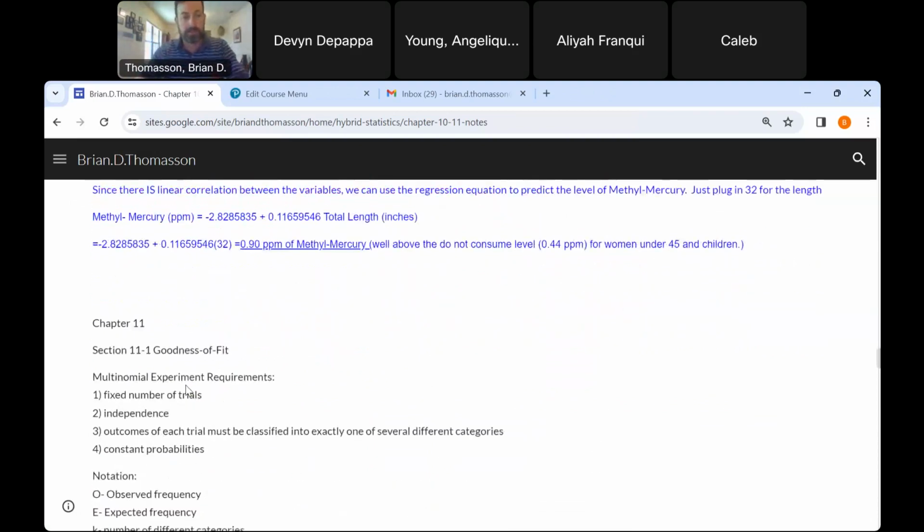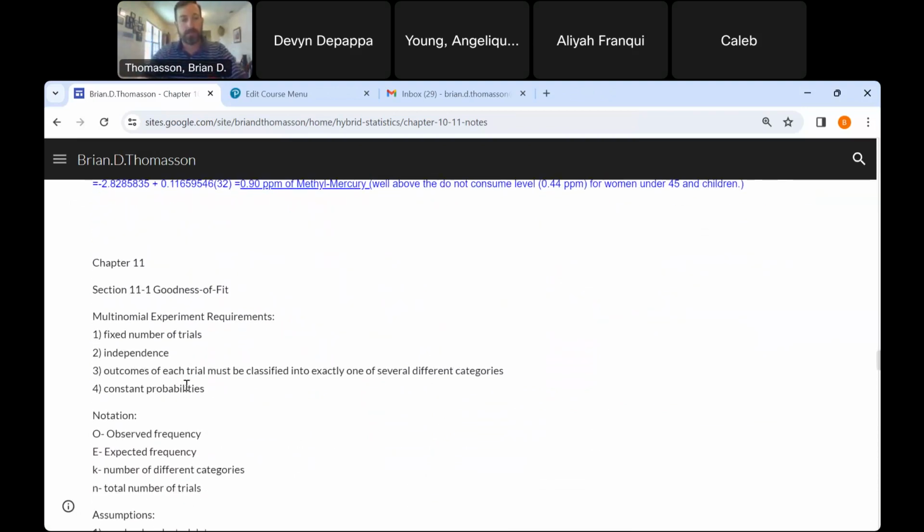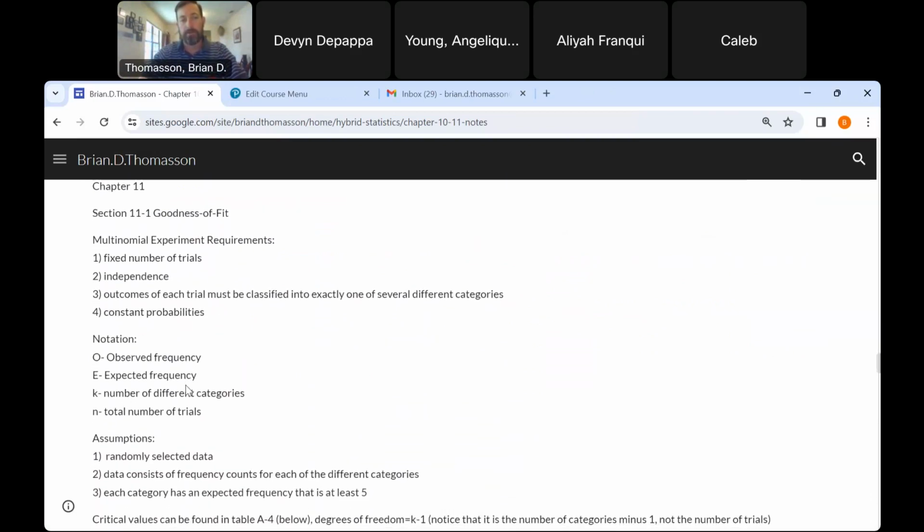Okay, now let's look at goodness of fit. This is a multinomial experiment, so we have similar requirements as we had for the binomial. We have a fixed number of trials. They have to be independent. Outcomes of the trial must be classified into exactly one of several different categories, and then constant probability. So instead of just having two categories like we had with binomial, we can have a bunch of different categories.